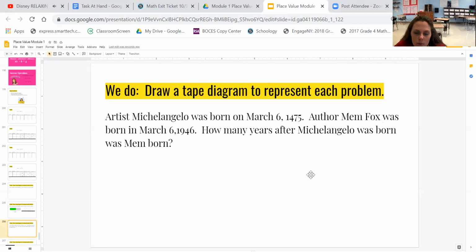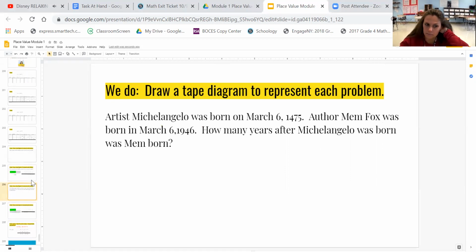Artist Michelangelo was born on March 6, 1475. Author Mem Fox was born on March 6, 1946. How many years after Michelangelo was born was Mem born? So again, we're going to do a tape diagram. I want you to try it on your own first. So pause your video and show me a tape diagram. Don't solve anything. Just show me first what your tape diagram would look like.